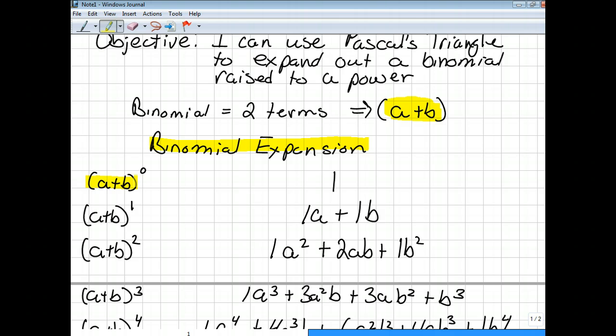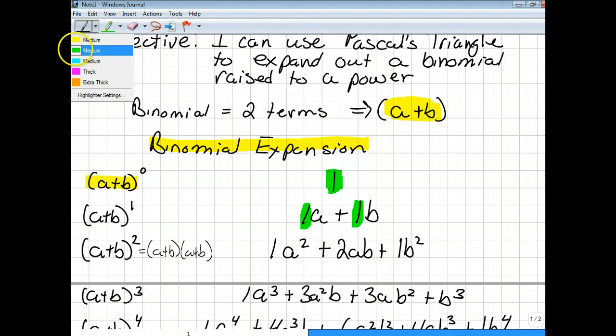So if I wanted to do a plus b to the 0 power, well, anything to the 0 power is 1, so that just would multiply out to 1. Then a plus b to the 1 power is just 1a plus 1b. Then a plus b to the 2nd power really means a plus b times a plus b, and if we FOILed that out, we would get 1a squared plus 2ab plus 1b squared.